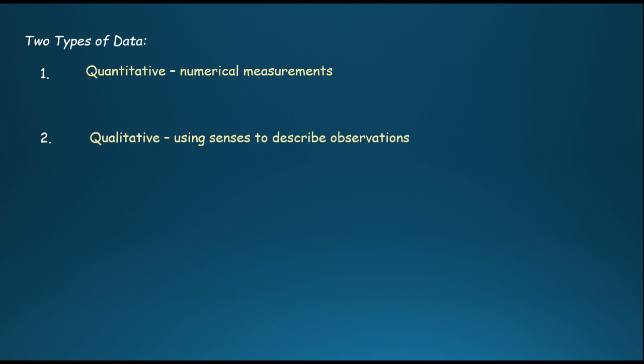And we have two kinds of data. We have quantitative, which are your numerical measurements. Anything with a number like volume and mass and temperature are all quantitative data. We also have qualitative data, and that uses our senses to describe the observation. So, anything we can see or smell or hear are qualitative data.